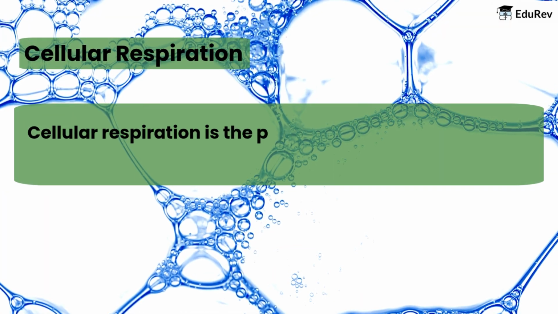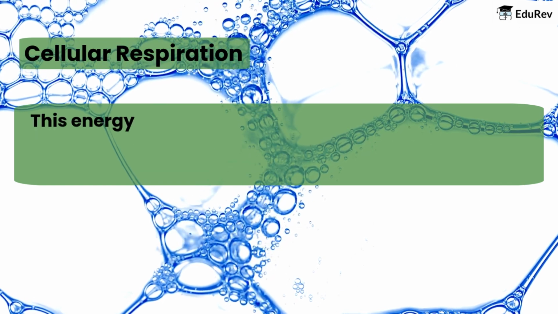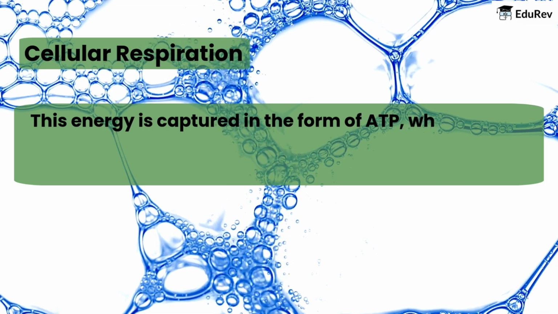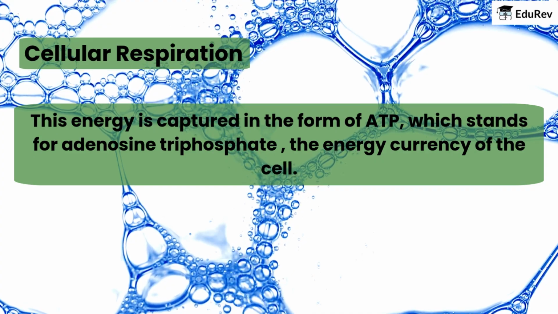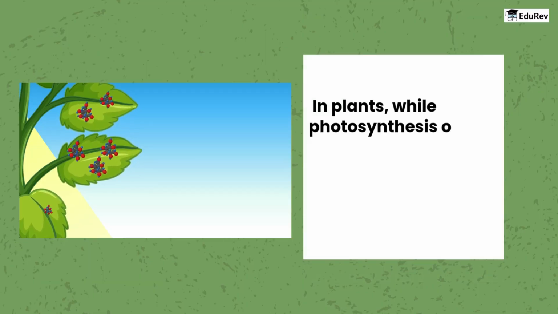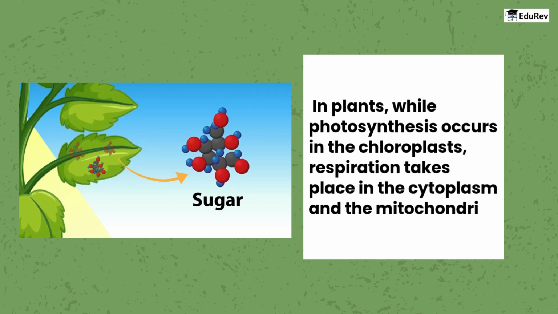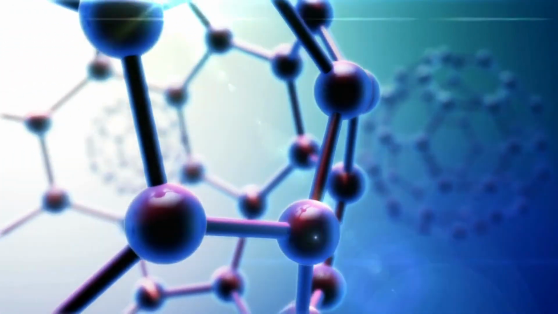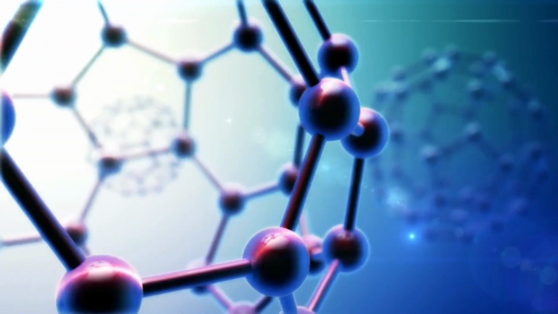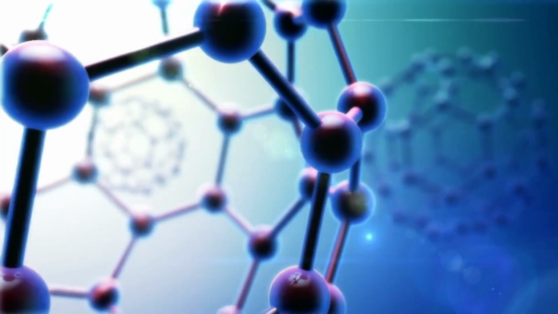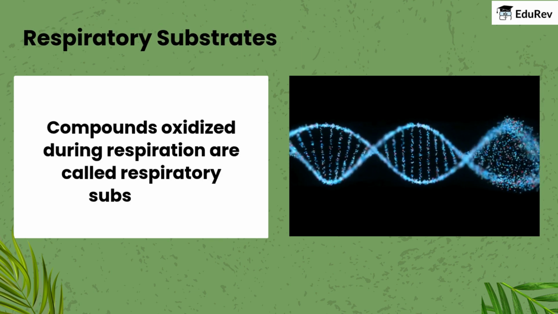Cellular respiration is the process of breaking down food molecules within the cell to release energy. This energy is captured in the form of ATP, which stands for adenosine triphosphate, the energy currency of the cell. In plants, while photosynthesis occurs in the chloroplasts, respiration takes place in the cytoplasm and the mitochondria. The process releases energy and also produces carbon skeletons, which are used as building blocks to make other important molecules in the cell. The compounds that are oxidized during respiration are called respiratory substrates.